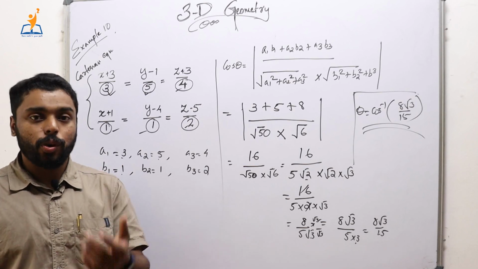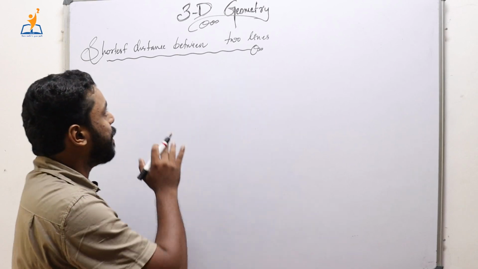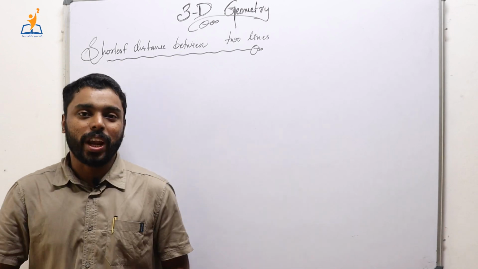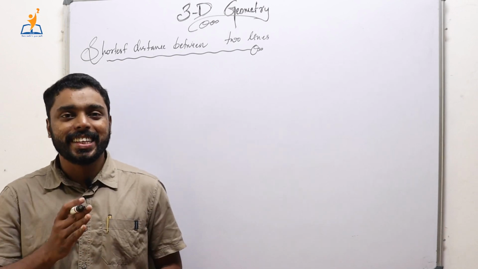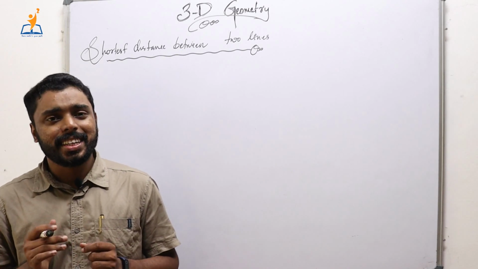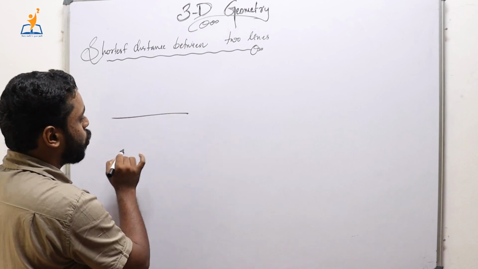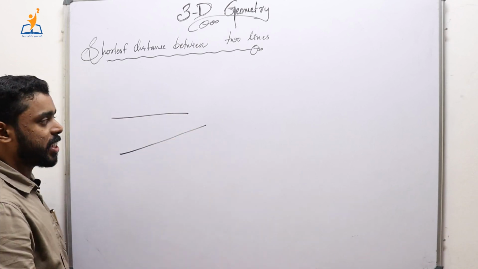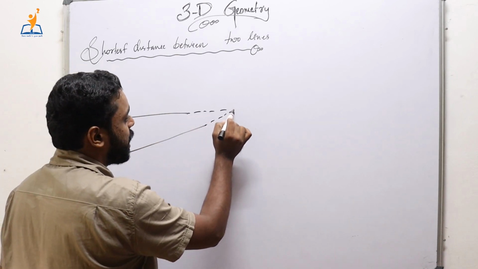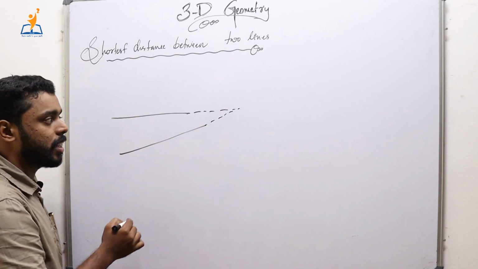Now we can move to the new concept. Next we are going to deal with a new concept. The name of the concept is shortest distance between two lines. Of course you have learned this in two-dimensional geometry in class 11, but here there is a small difference. We know that whenever we are given two lines, we can always find the shortest distance, right? Here, if the two lines intersect at a point, then we can say that the shortest distance between these two lines is nothing but 0.